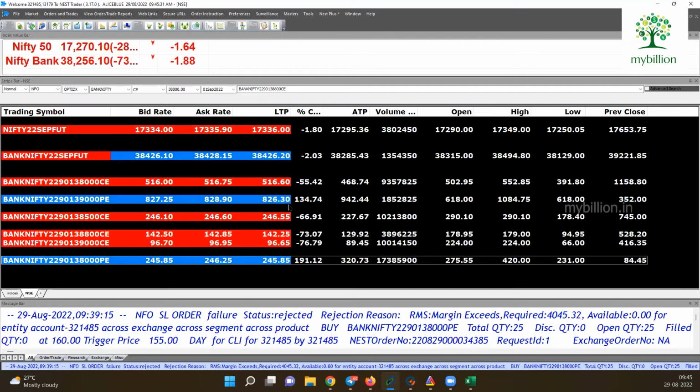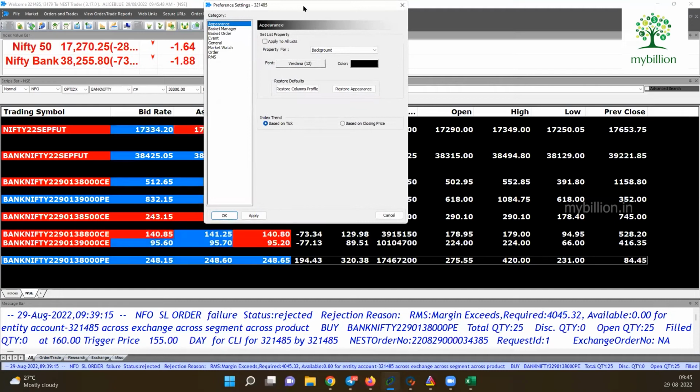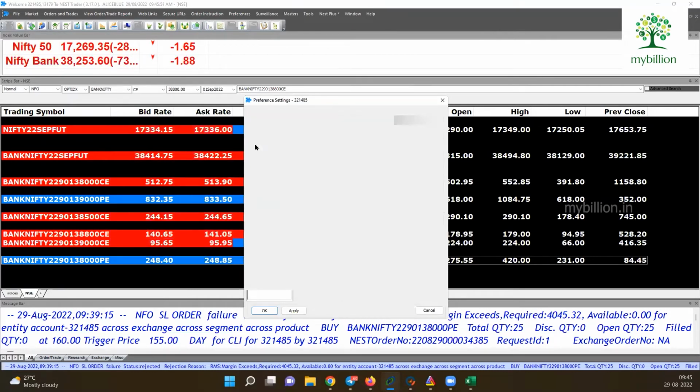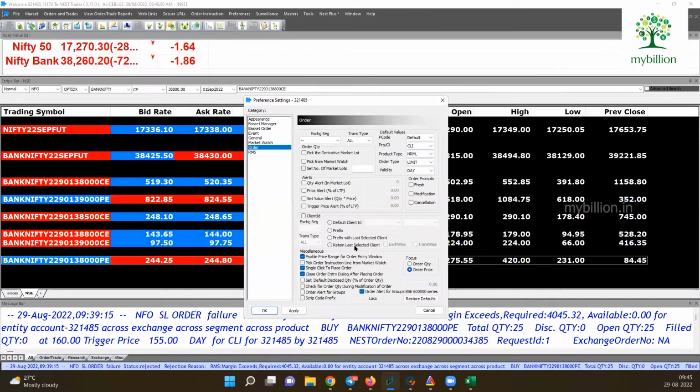I was thinking about my software. Whatever the current market price, it will take only 10 rupees above or 10 rupees below, even if you use the market order. If you go to preferences, user settings, and then order book, here you can set the percentage. You can set the quantity percentage, price alert percentage, everything. So from the market order, it will consider 10%. You can even put 5% also.